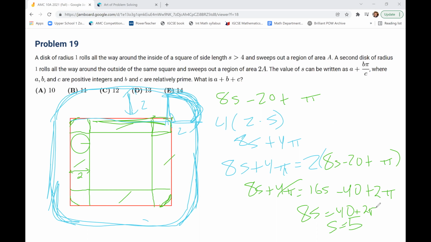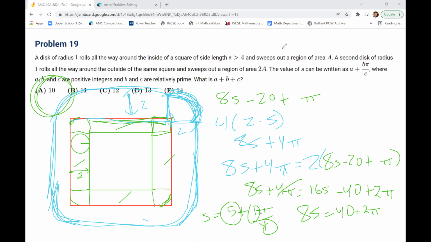Which means that if you do this, you get s equals 5 plus 1 pi over 4, which if you add 5 plus 1 plus 4, you get 10. So the answer is A, 10. Again, I apologize for that mistake. I'm a little surprised I did that, but we're all human, and I'm looking at notes that are a little hard to read. But sometimes mistakes are a good way to learn.